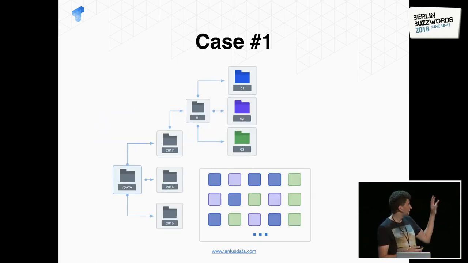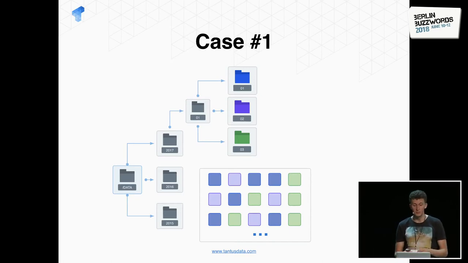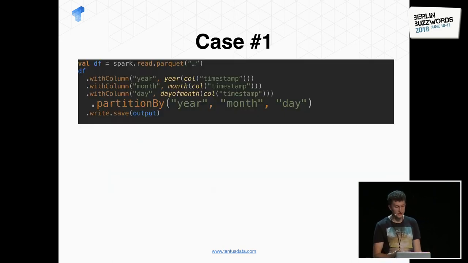And what you would maybe like to do is organize it not by year, but by day. Since this is a very well known approach to optimizing queries, Spark supports that out of the box. You can call partitionBy. You specify which columns you want to partition the data by.